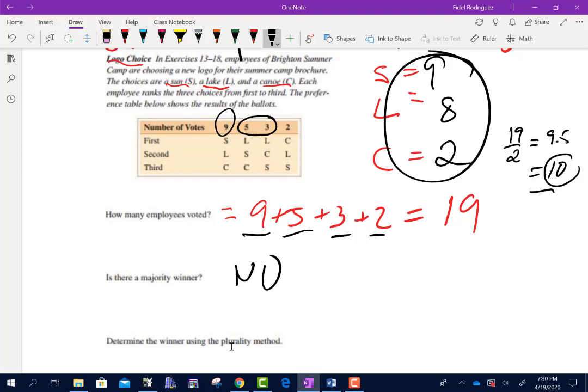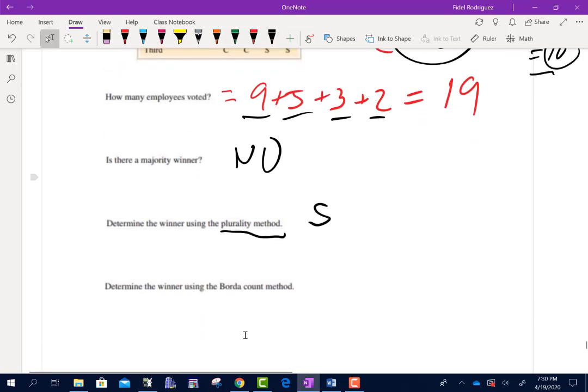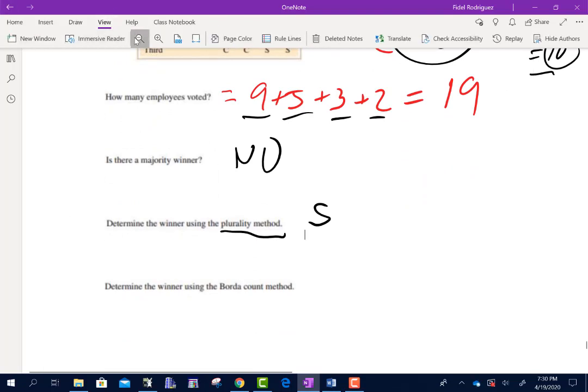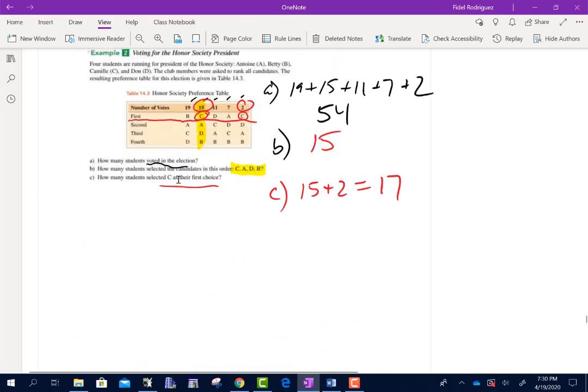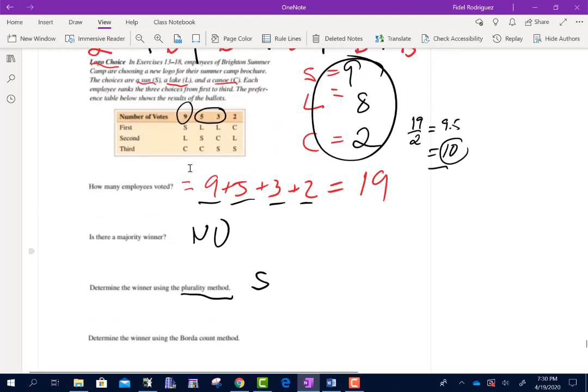Now, using the plurality method, which just says who got the most first place votes, the emblem of the sun, right? That's the one that had the most. All right, now the second part says, let's find the winner using the Borda count method. So guys, I'm going to try to zoom out a little bit. It's probably going to throw me off a little bit. Yeah, it threw me all the way back up here. That's okay, here we go.